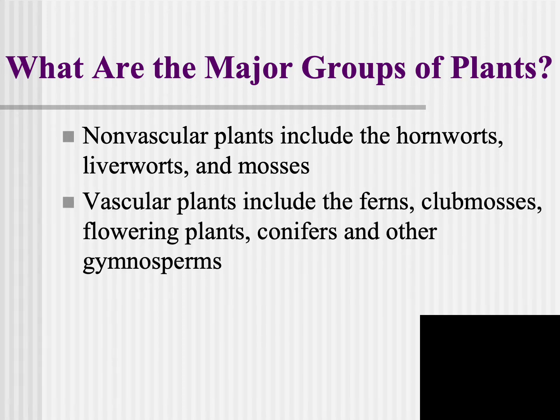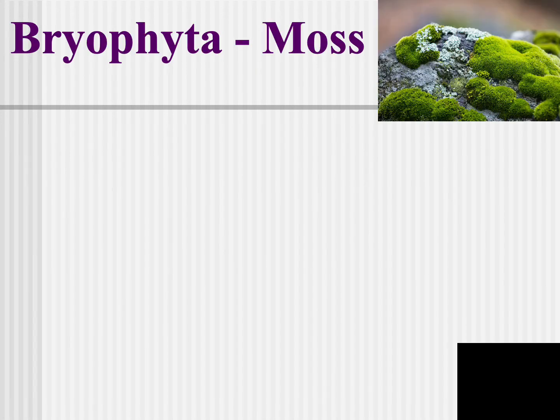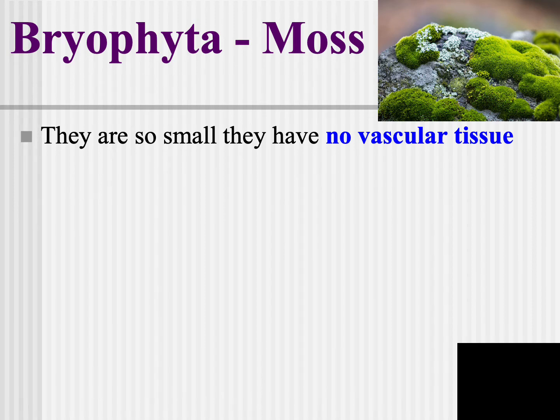Vascular plants, it's a big group. They include ferns, club mosses, flowers, conifers, and gymnosperms. So let's talk first about a non-vascular plant, the Bryophyta or moss. Moss are typically pretty small, their leaves, so they do not have vascular tissue or veins.